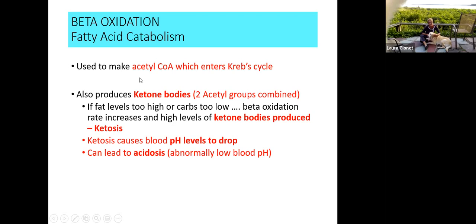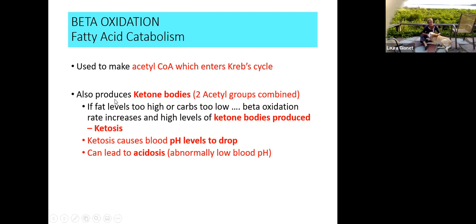So it's used to make acetyl CoA, which enters the Krebs cycle, and also produces ketone bodies, which are two acetyl groups combined. All right, so a ketone body, right? Ketones, when they build up too high, become acids, and acids liberate hydrogen ions, and hydrogen ions decrease the pH of blood.